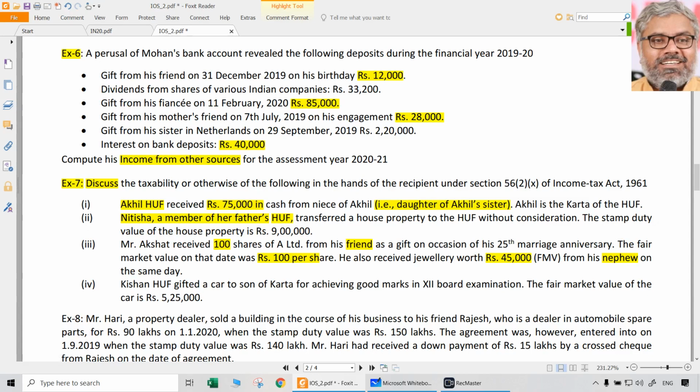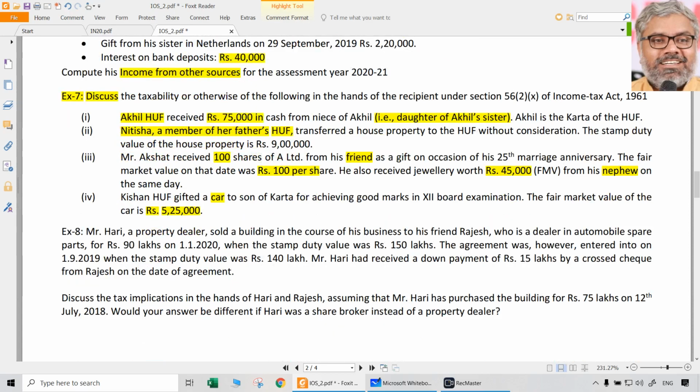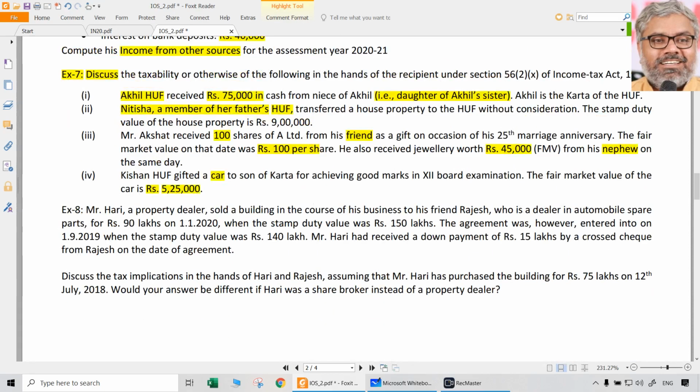Then Kishan HUF gifted a car. The moment you see a car, automatically there is no gift at all, because a car is not a property. From whom, to whom, by whom, it all doesn't matter. Whatever the fair market value, 5 lakhs also, 5 crores also, whatever the car it may be, nothing is taxable in the hands of the recipient. Simple. That is the answer for the fourth question. Why? Car is not a property. Occasion, everything doesn't matter. Car is first of all not a property, hence nothing is taxable. That's it. That is exercise number 7.